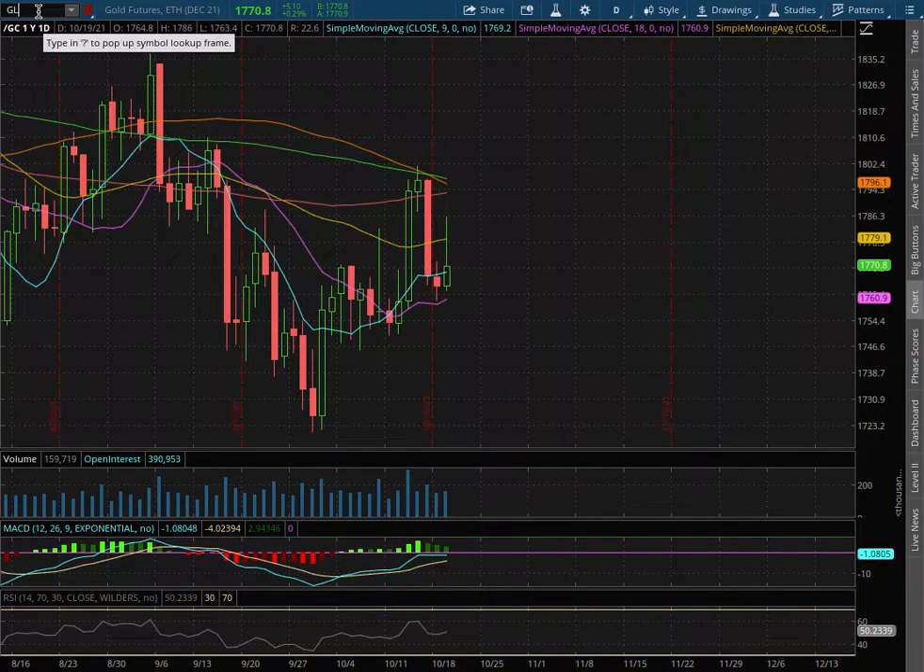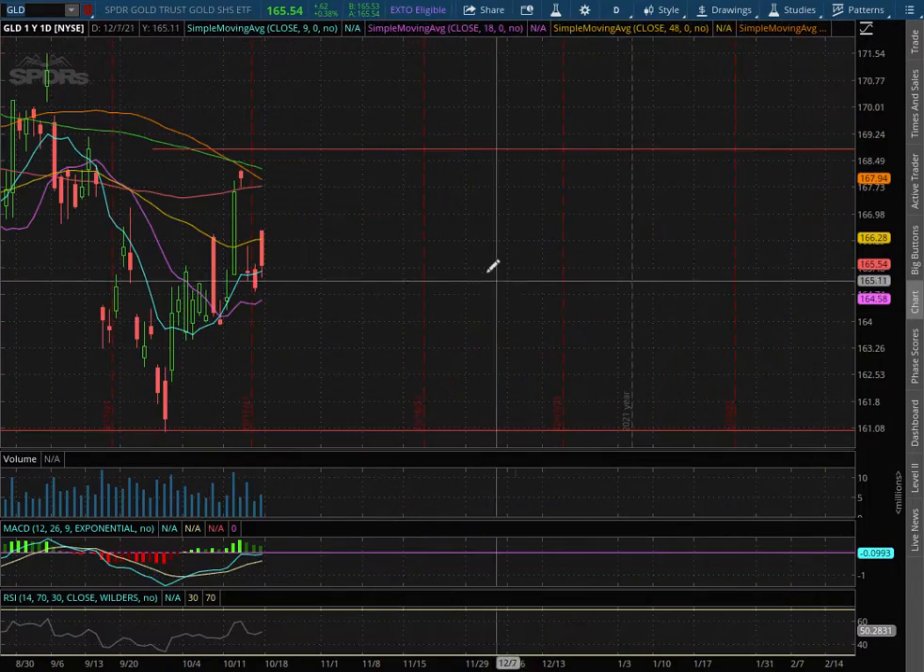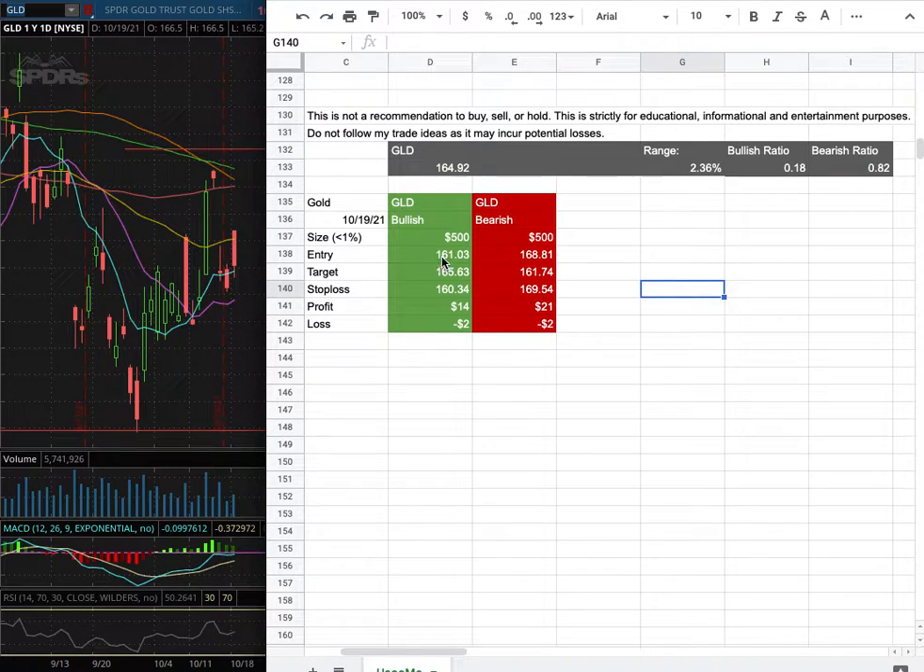As with the trade idea, I'll be trading GLD, and my position size for it is less than 1% of my portfolio. My long entry is at $161.03, and that is this range here. My sell target is at $165.63. My stop loss is at $160.34.